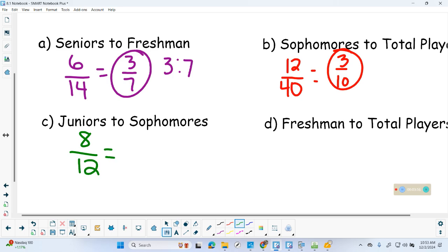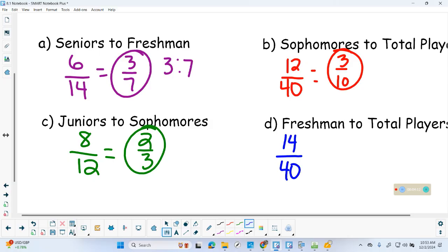Final answer, 2 over 3. Perfect. All right, and let's do the last one of this. 7 over 20, freshmen to total players. How many total freshmen first? 14. Let's start with that. Total players, we said, 40.